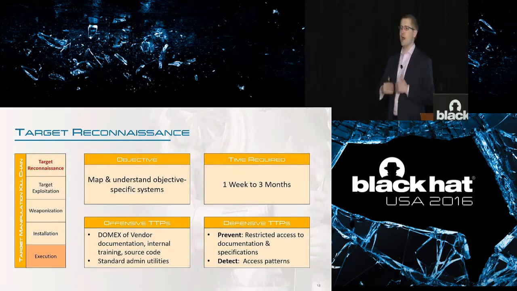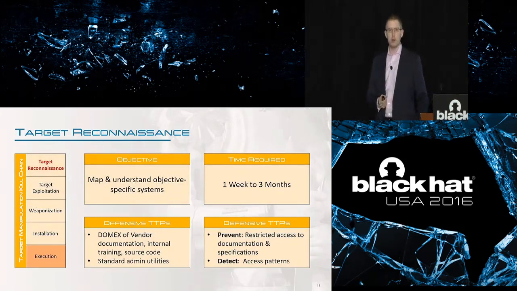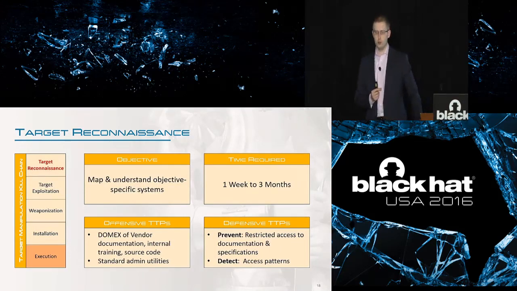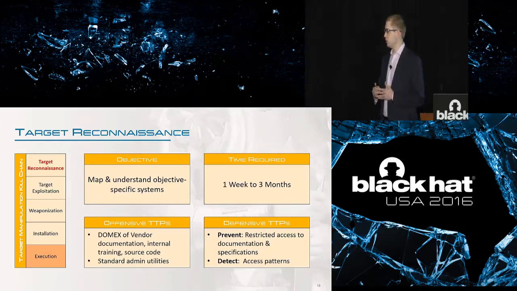So the first step here is going back to reconnaissance. Now the adversary is at a point in the organization on the enterprise network where they're able to talk to the target systems that they need to manipulate to achieve their objective. They're looking to map and understand the objective-specific systems. This includes looking at the vendor documentation, perhaps going out and getting a sample or a proof of concept, a pilot of this software, and looking to see what information we can find on the internal network as well.